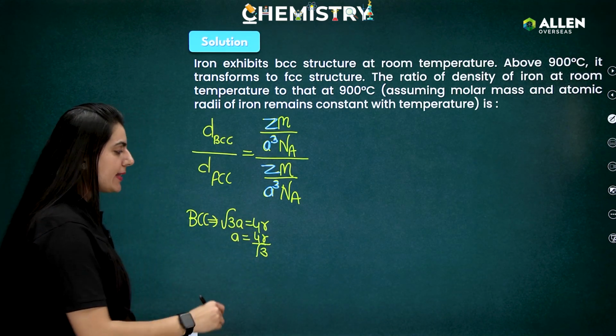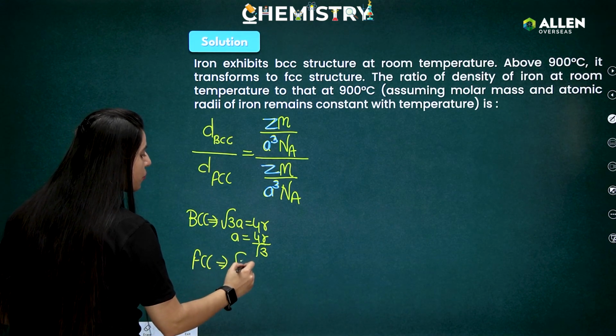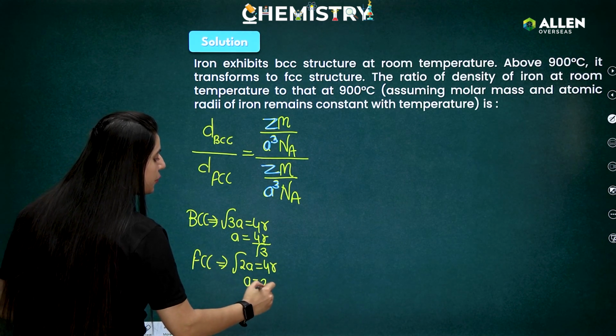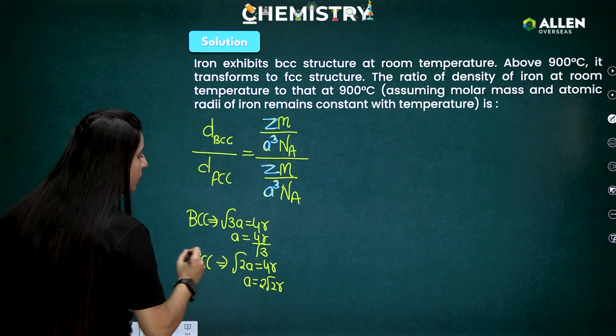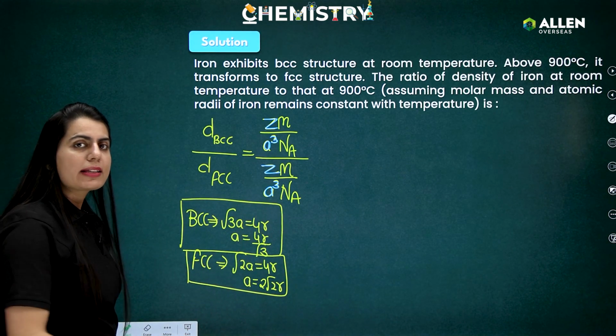Similarly, for FCC, the relation is √2a = 4r. So the value of a comes out to be 2√2r. We'll be using both these relations in order to solve this question. Now, let's solve this question.